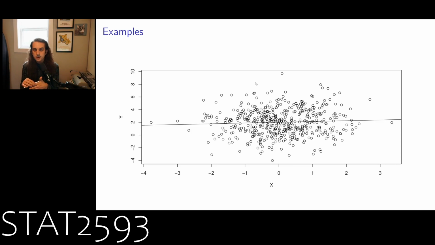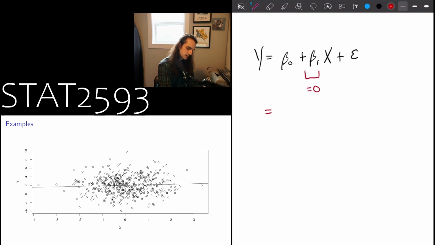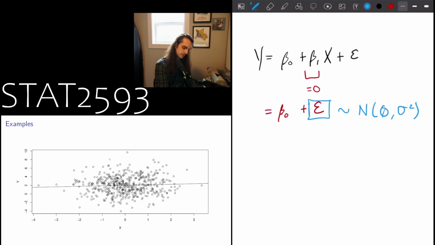And if you think about what a 0 slope would look like in our little regression model, if we have y is equal to beta 0 plus beta 1 times x plus epsilon, and we take beta 1 equals 0, then we're just going to have beta 0 plus epsilon. If epsilon follows a normal distribution with mean 0 and variance of sigma squared, then what that means is that y is going to follow a normal distribution with mean beta 0 and variance sigma squared.